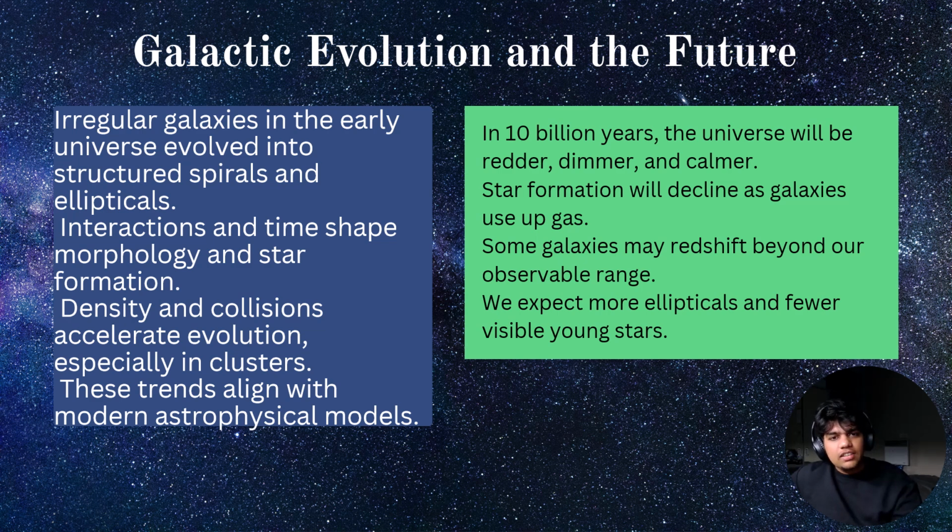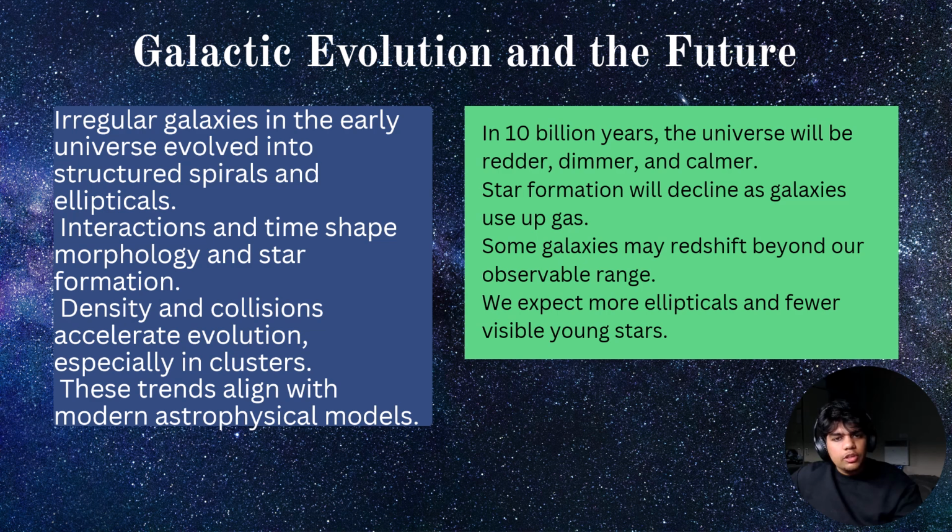This comparison reveals a powerful insight. Dense clusters today have mostly elliptical galaxies, the result of frequent mergers and aging. But in the early universe, observed in the Ultra Deep Field, we see galaxies in more active, less evolved states, which are the spiral and the irregular shapes. This aligns with our models of galaxy formation and evolution. Interactions, environment, and time shape galaxy architecture. Denser environments accelerate evolution, leading to passive, older galaxies.